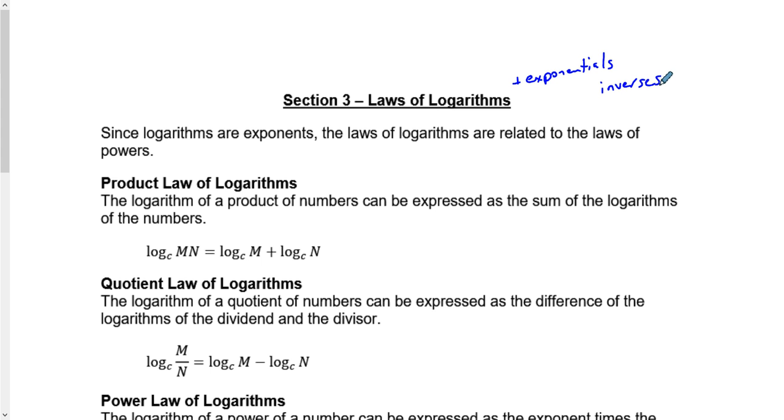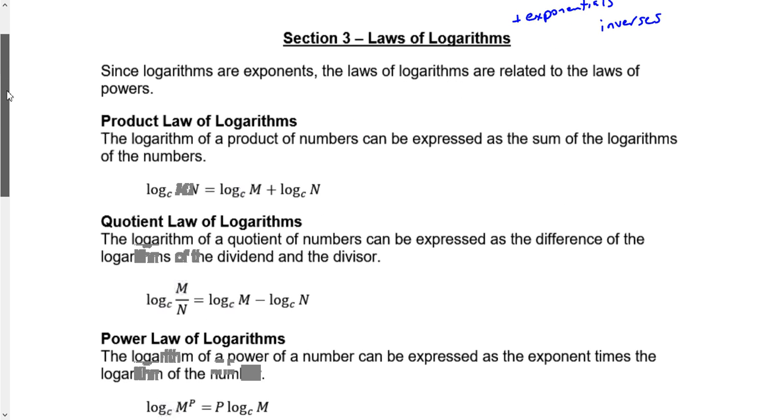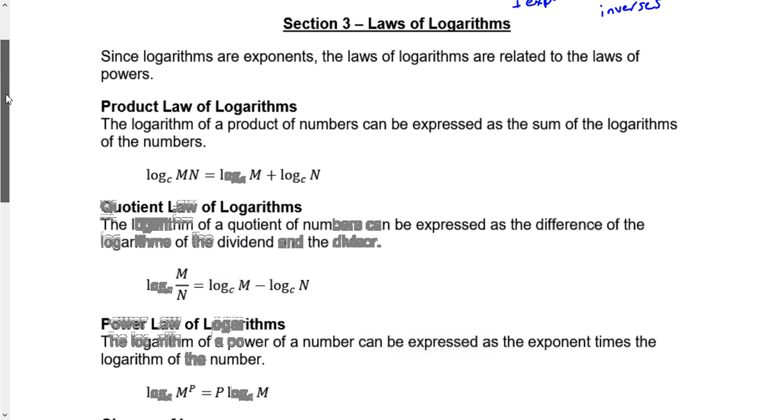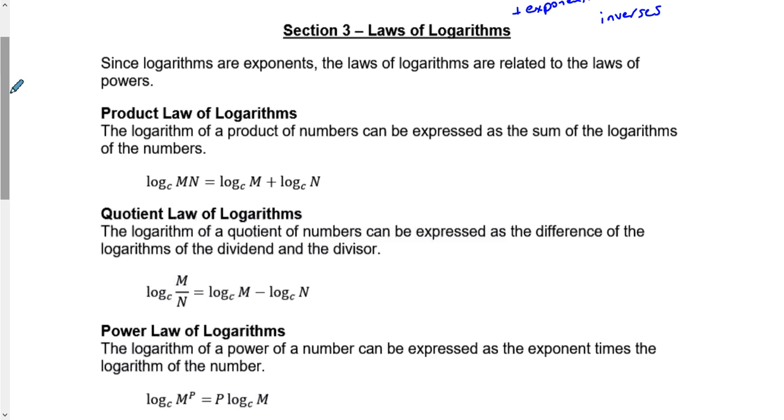And because they're inverses of each other, it also means that the properties or the laws of exponentials are pretty much directly related to the laws of logarithms. So we have 3 that probably make the absolute most sense, and then another one that is nice to do because it's going to help us do a few other things.